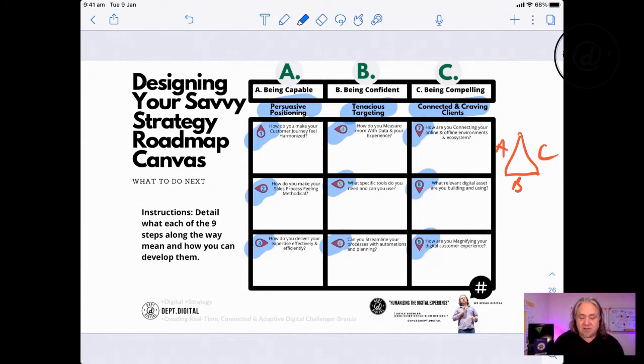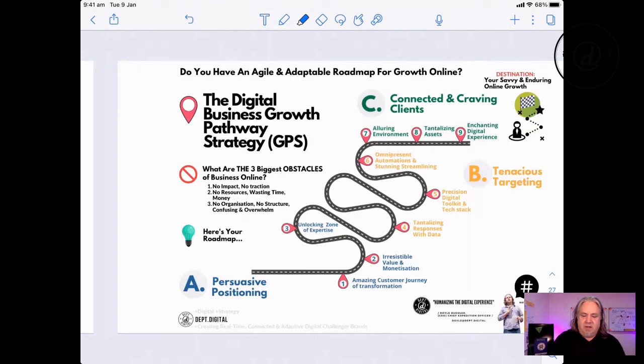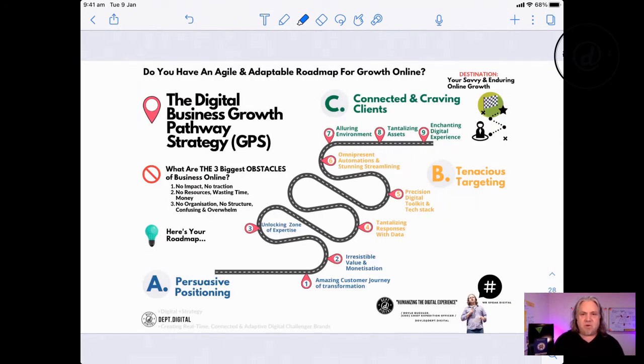All right. So again, take a screenshot if you like of that questionnaire, because you can then outline it in terms of your specific steps going forward as well. And what does that mean? Well, that's where this whole thing comes together. All right. So we've talked about how we overcome the frustrations by persuasive positioning, our 3 steps, and looking at tenacious targeting, the 3 steps, and then connected and craving clients.